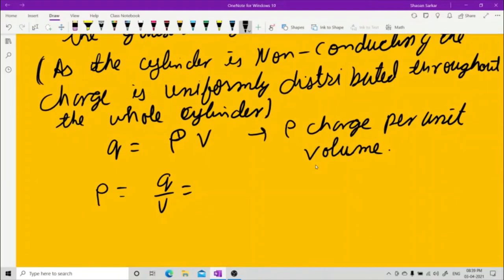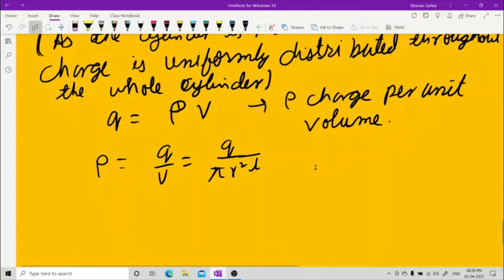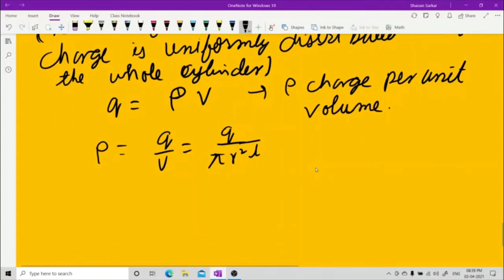And what is the volume of a cylinder? Pi r square L. What is the volume of the cylinder? Pi r square L. You already know this from class 8 and 9 mensuration chapter: volume, cylinder, surface area and all that stuff. So you know this already. Now you have this E comes out of the integral, and the curved surface area of the cylinder is 2 pi r L.